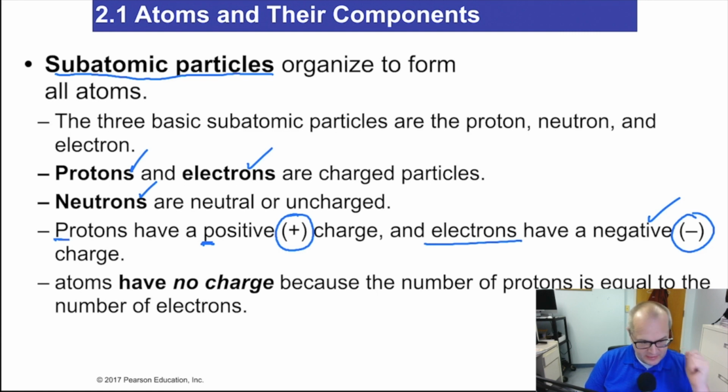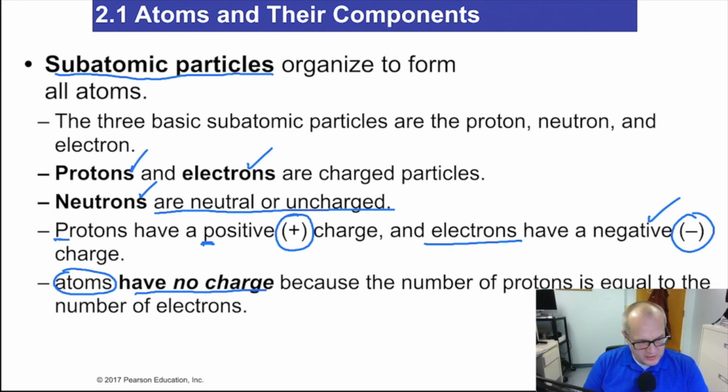Electrons are indeed negative. Now, neutrons are uncharged, or in other words, they're neutral. So let's go over that again. Protons are positive, electrons are negative, and neutrons have no charge. They are neutral. That's pretty straightforward. Now, atoms themselves have no charge at all.